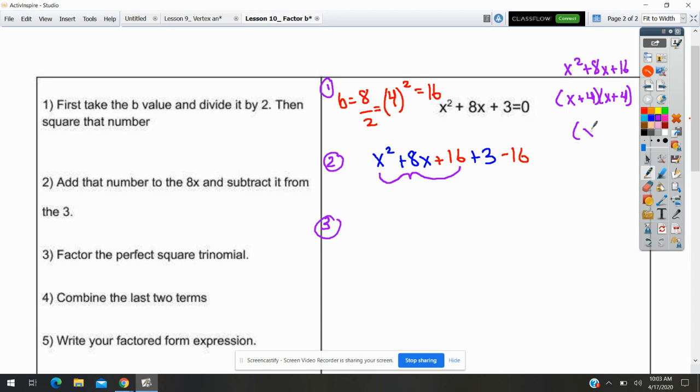So we're going to write this as a perfect square binomial. Since you're multiplying x plus 4 by itself, we're going to write this as x plus 4 squared. So I'm going to change this to x plus 4 squared. And I'm going to keep the 3 and minus 16 here.